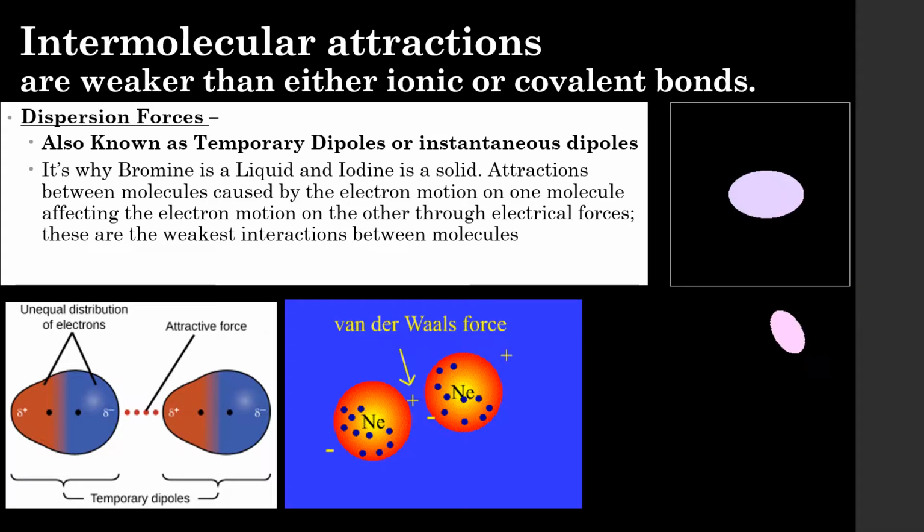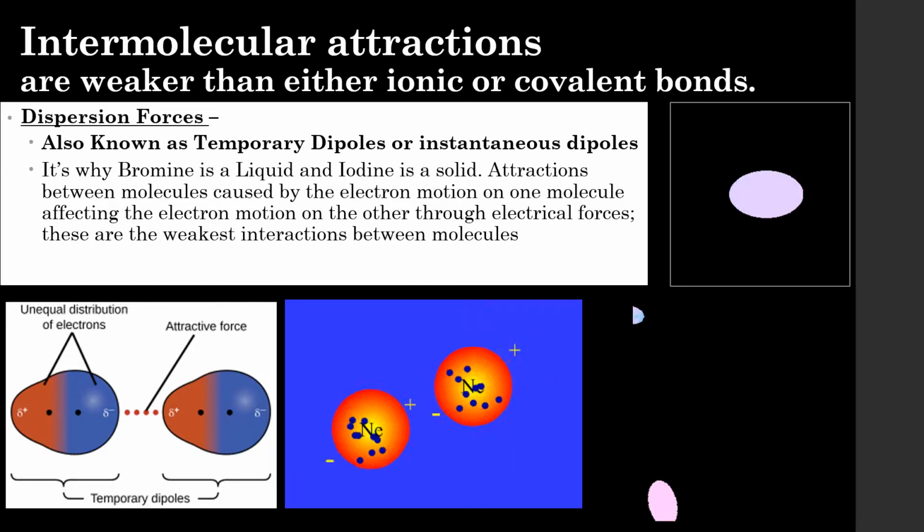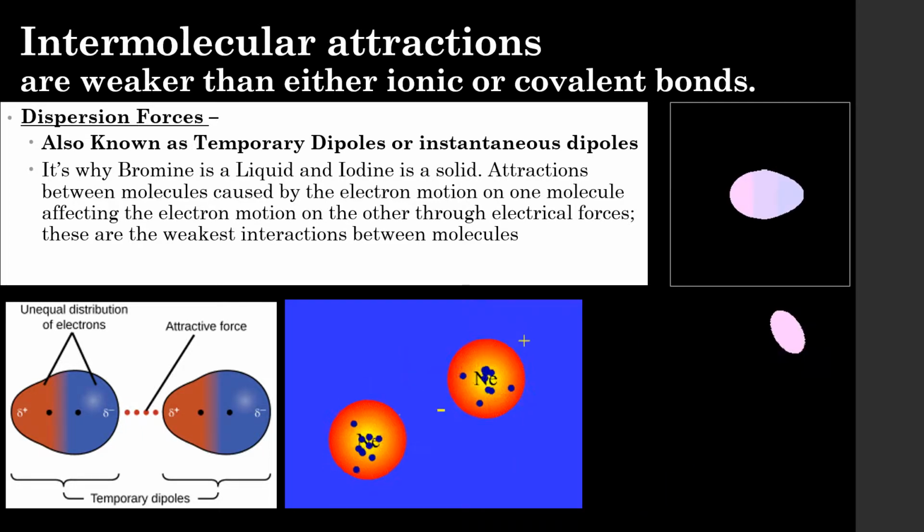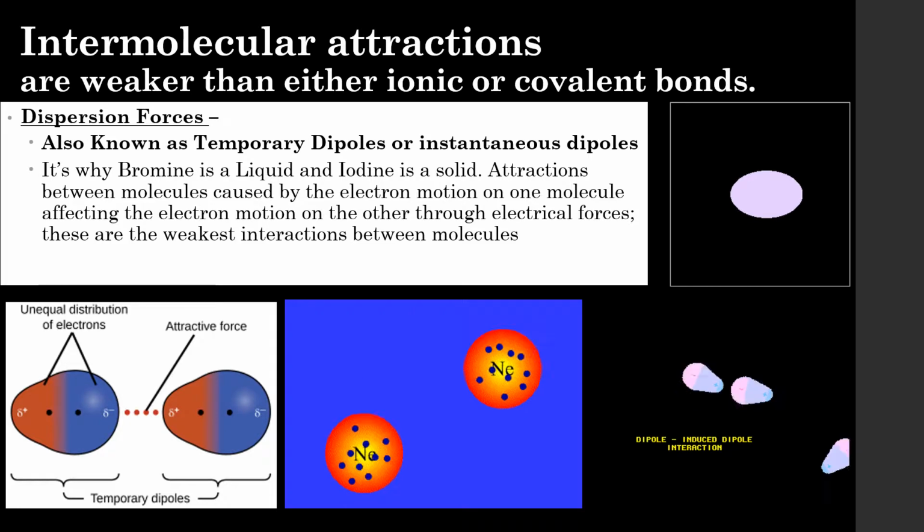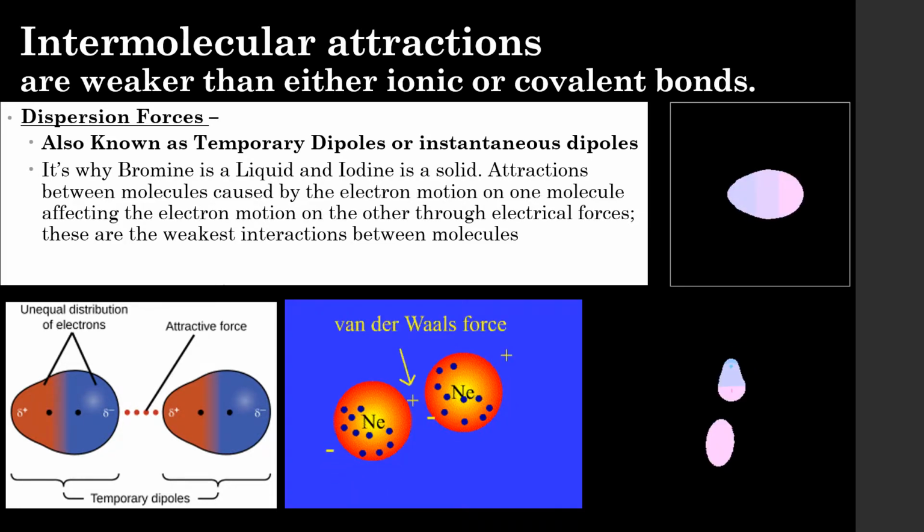Okay, so the last type of attraction are called dispersion forces. Now these are also known as temporary dipoles or instantaneous dipoles. Now if we have a look at the blue picture down the middle, you can see that electrons are constantly in motion in an atom.